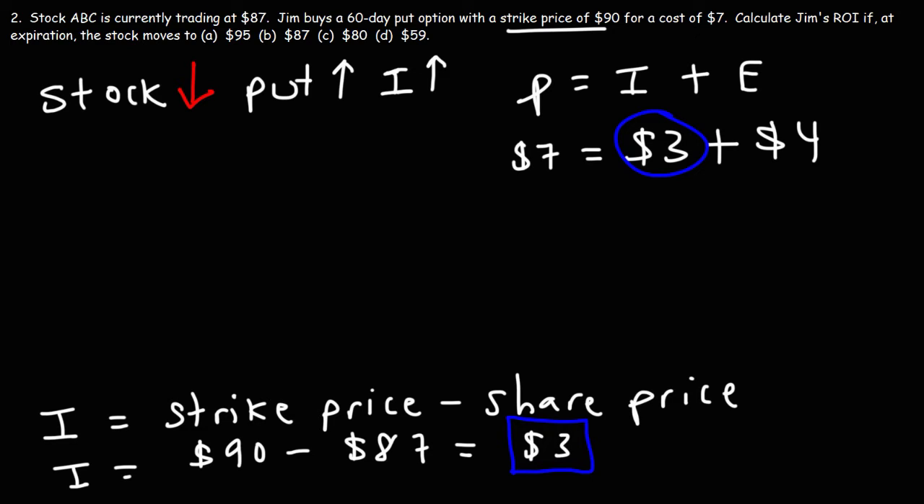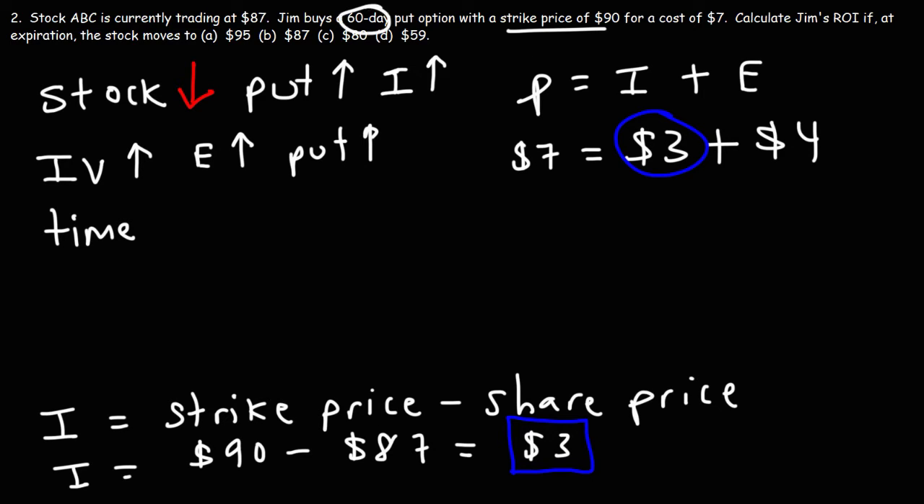There are some other things that affect the pricing of the put option. The next thing is implied volatility. When implied volatility goes up, the value of both call and put options go up, but more specifically, the extrinsic value of the put option goes up. The second thing is time decay. When he buys this put option, it has a 60-day expiration period. As the time to expiration goes down, the extrinsic value of the put option will decrease. So the entire value of the put option will go down.